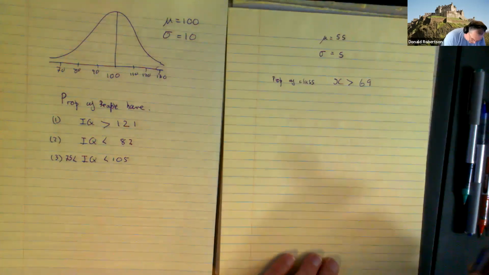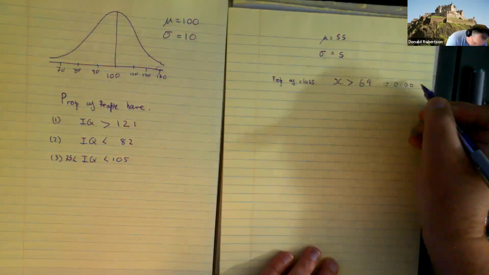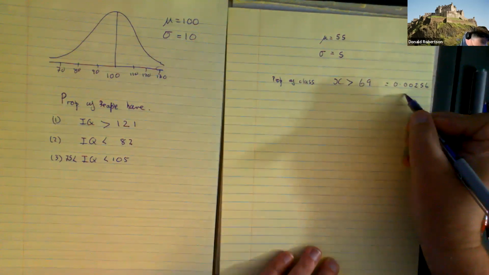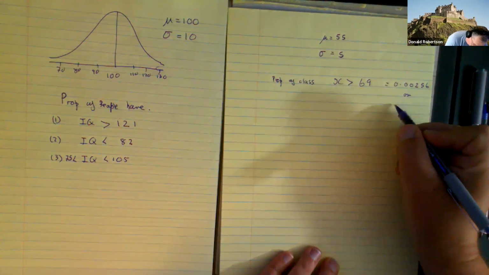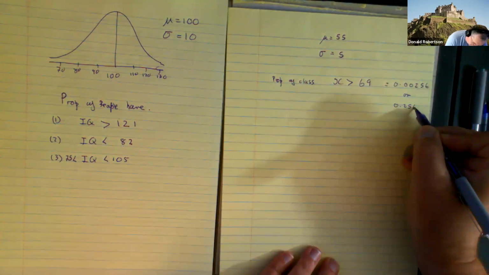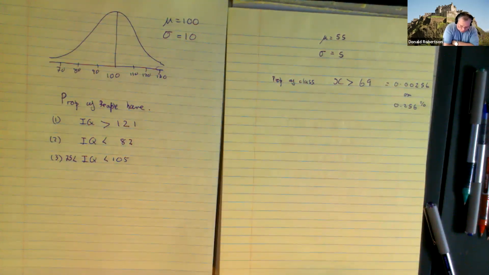And the answer that came out was 0.00256. Or if you multiply it by 100, nothing: 0.256%. Would you agree that that would be almost nobody in the class? Maybe one person, right? That would be it.